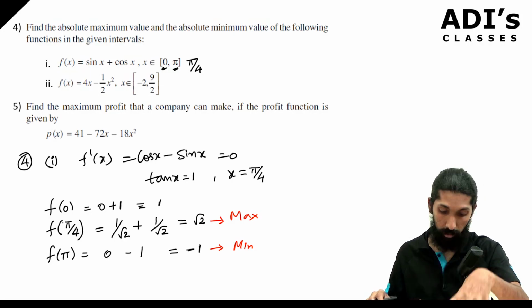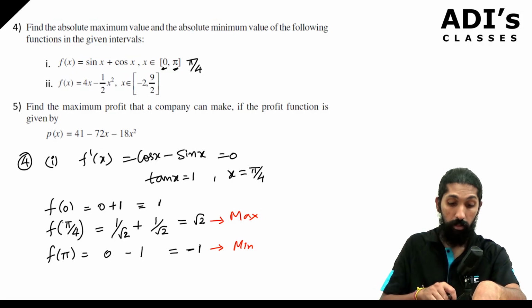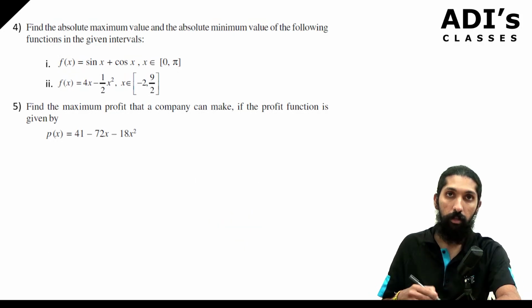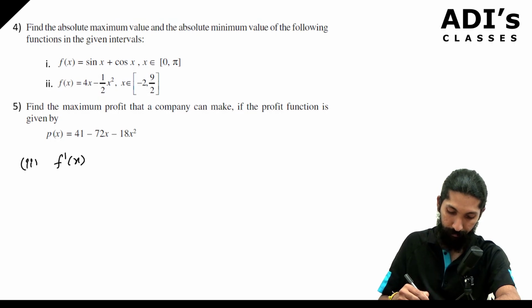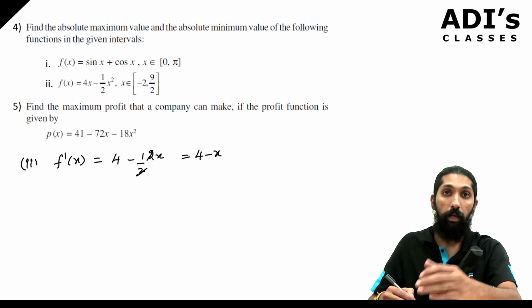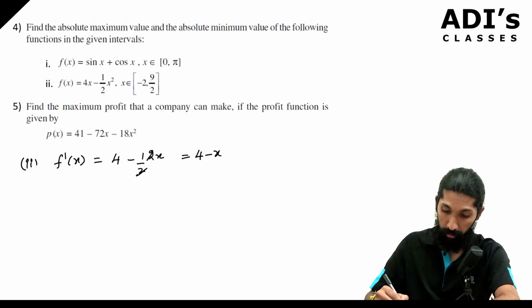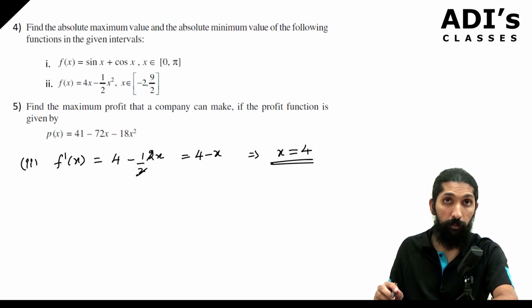Understood? So this is how you solve. Now let's do the next one. All right. See the second one. For the second one, f dash of x is equal to 4 minus half into 2x, or 4 minus x, equated to 0. So you will get x value as 4. Isn't it? Now this is the point of inflection.